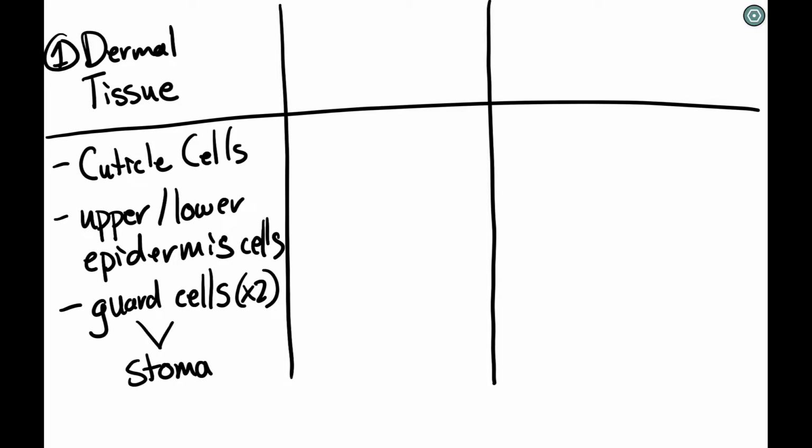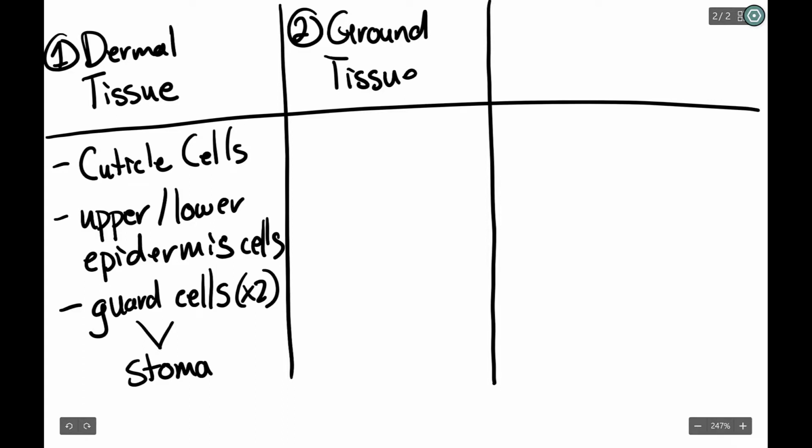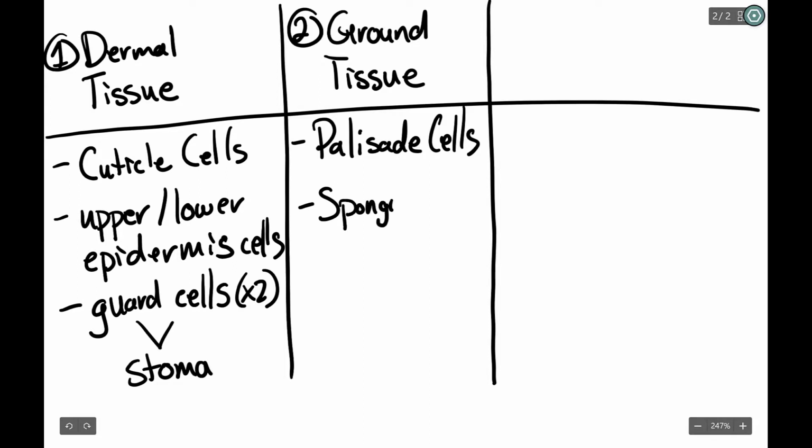Our next type of tissue was ground tissue. And there were 2 types of cells in this tissue. There were palisade cells and spongy cells.